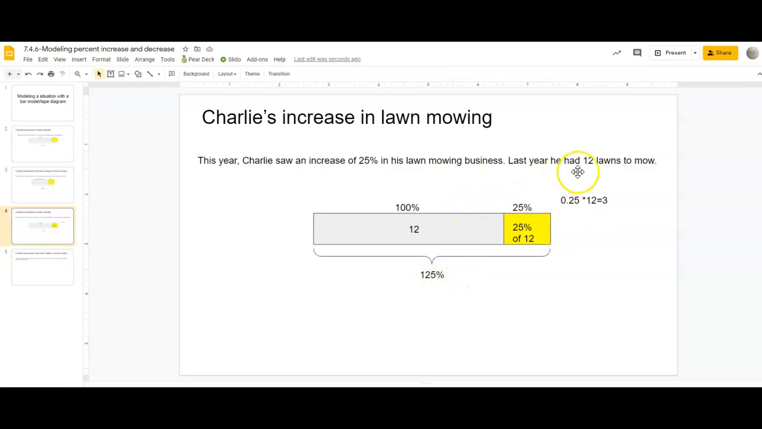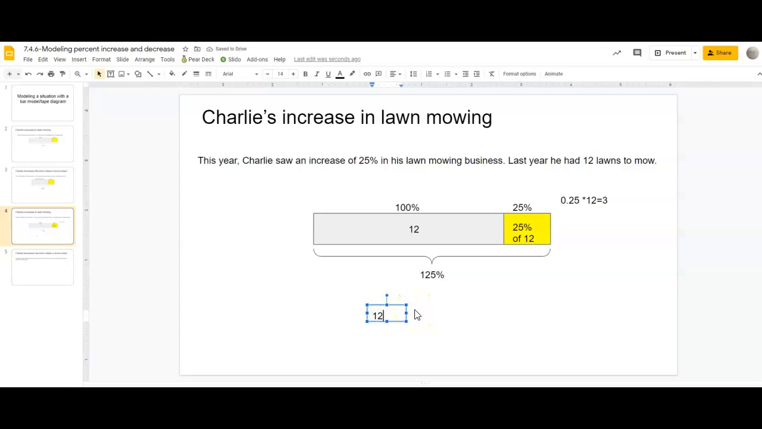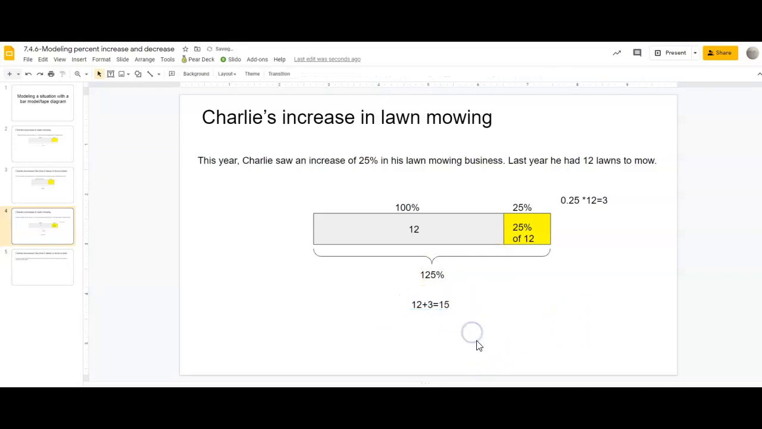So now my lawns to mow, how many did he mow? Well, this year, Charlie is mowing 12 plus 3 lawns. That's how many lawns he's mowing, and that is 15. So Charlie would be mowing 15 lawns this year instead of 12. It's a 25% increase. Okay. All right, let's look at our next question here.